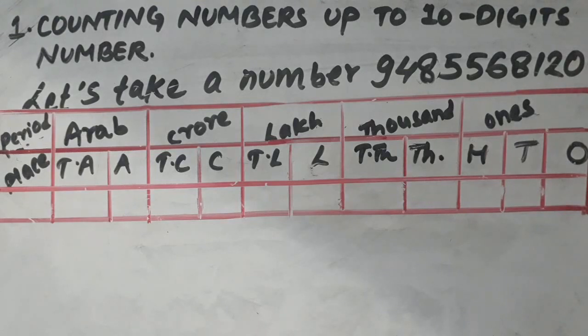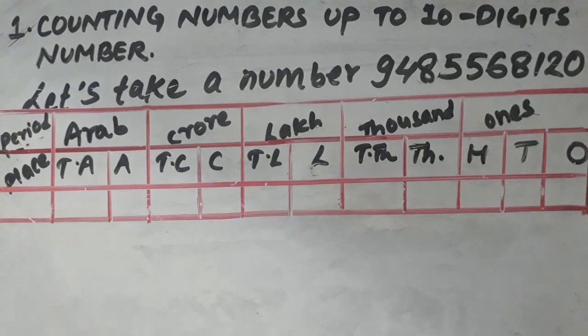Now students, while counting the numbers, always we should begin from right hand side. So विद्यार्थीहरू, जहिले पनि हामीले कुनै पनि नम्बरलाई काउन्टिङ गर्नु छ भने हामीले जहिले पनि राइट ह्यान्ड साइडबाट काउन्ट गर्नुपर्ने हुन्छ. It means we should always count from one's place.